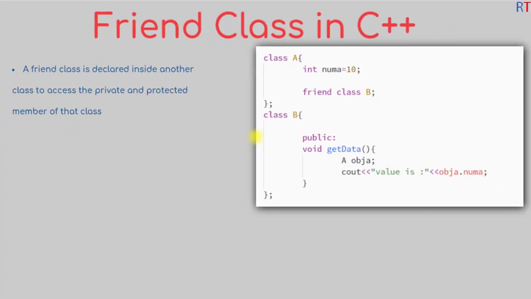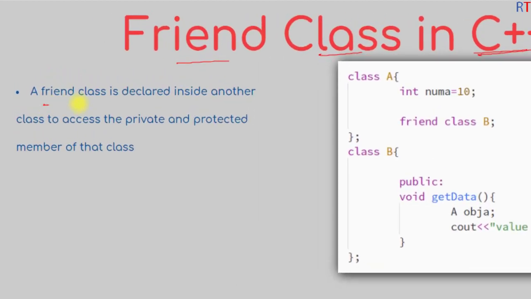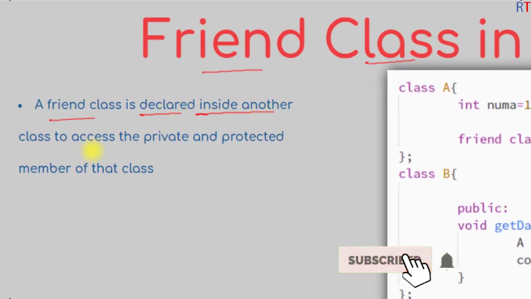Hey, what's up guys? In this video we're going to talk about friend class in C++ programming. A friend class is declared inside another class to access the private and the protected members of that class.